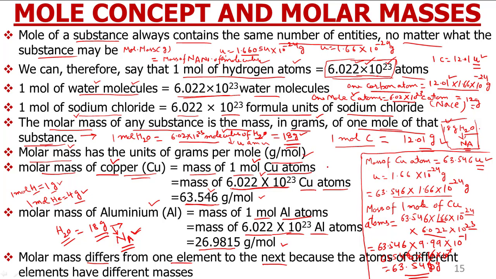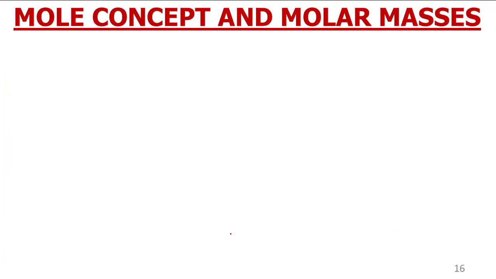This is similar to 1 dozen oranges and 1 dozen bananas, which will have different weights. Why? Because the weight of oranges and bananas is different. Similarly, the atoms of different elements have different mass, so their molar mass varies from one another. So molar mass is the mass of Avogadro number of atoms, and its unit is gram per mole, or simply we can say gram.